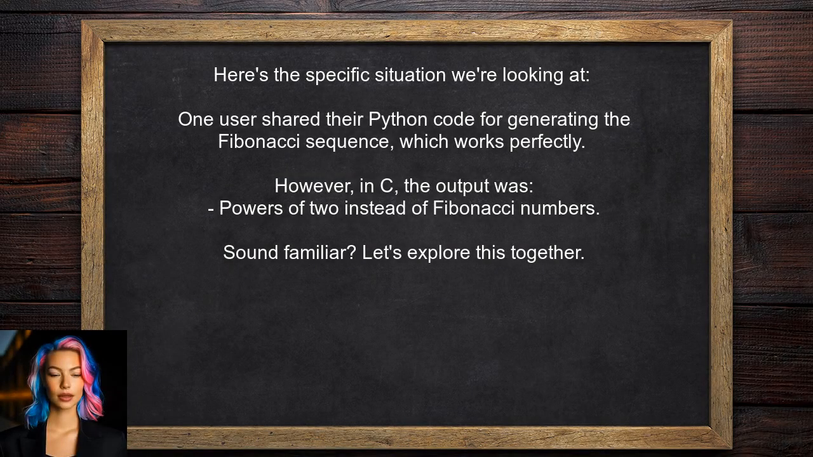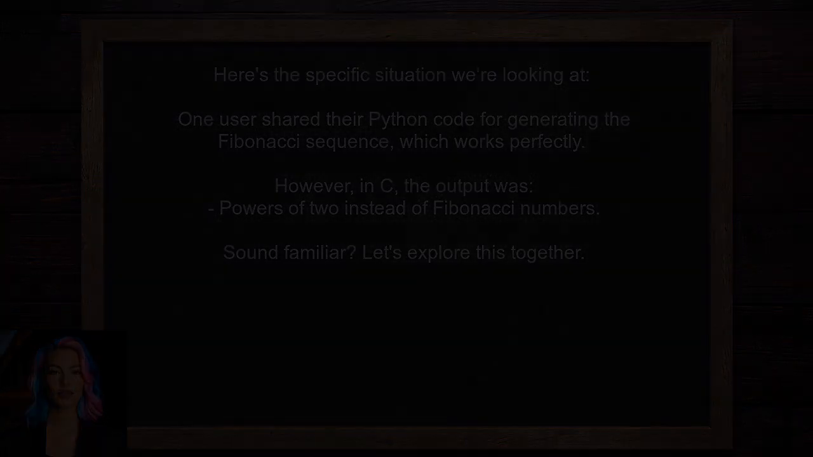Here's the specific situation we're looking at. One user shared their Python code for generating the Fibonacci sequence, which works perfectly. However, when they tried to replicate it in C, the output was completely different. Instead of Fibonacci numbers, they got powers of 2. Sound familiar? Let's explore this together.